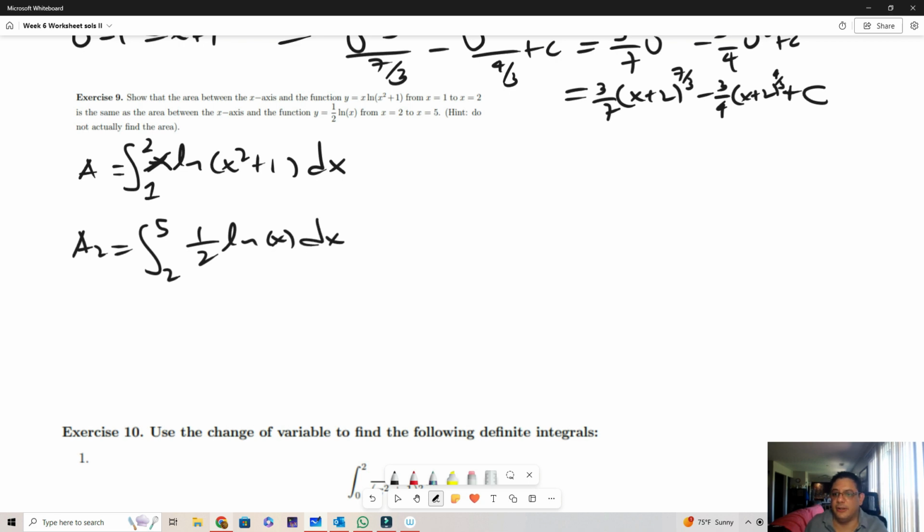Notice that this integral, you don't know how to integrate yet. You can probably try substitution, but you don't know what the integral of the log is. And you don't have the tools yet to do that, so I don't recommend going further into this.